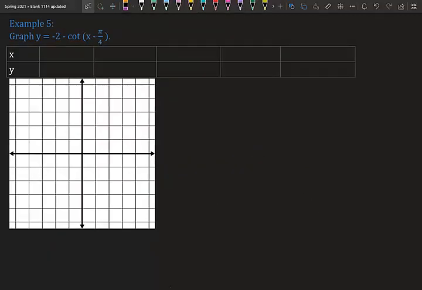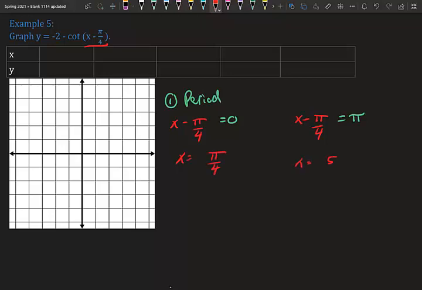Example 5, y equals negative 2 minus cotangent of x minus pi over 4. Okay, so we're working with a cotangent function here, just keep that in mind. So our first step is still to find the period. So how to find the period, it's going to be something equals 0 and something equals pi. Remember, it's whatever is with x. So whatever is with x, you put for your period. In this case, x minus pi over 4 is with x. So we have x minus pi over 4 equals 0 and pi. So then we get x equals pi over 4, and x equals 5 pi over 4.